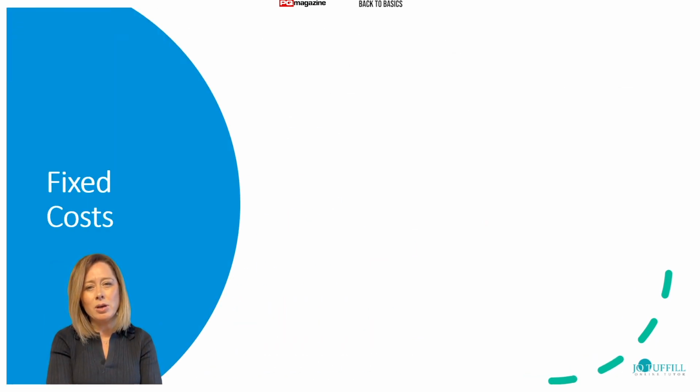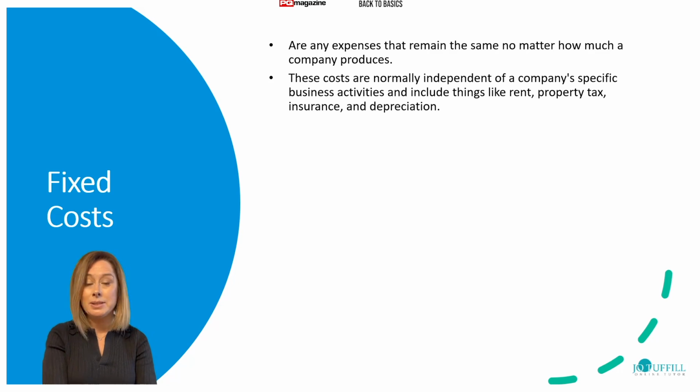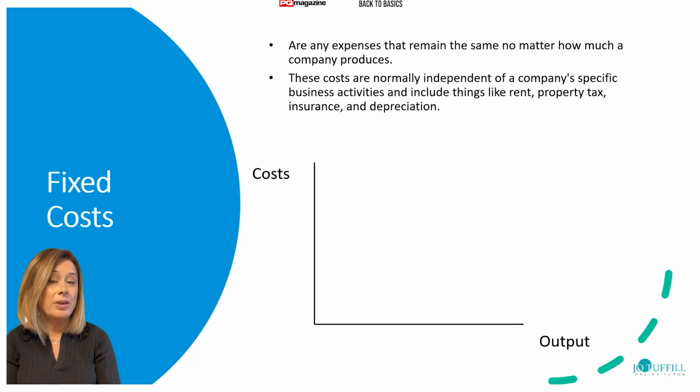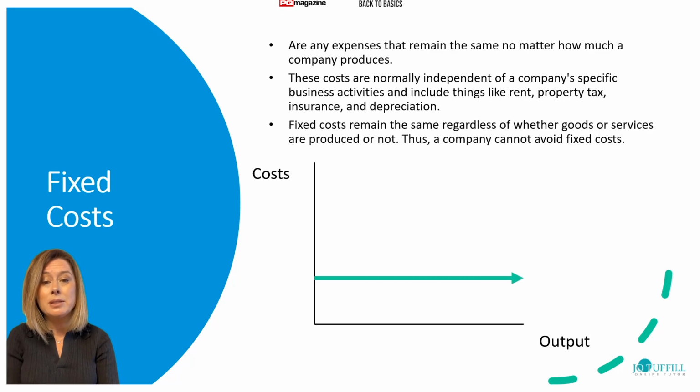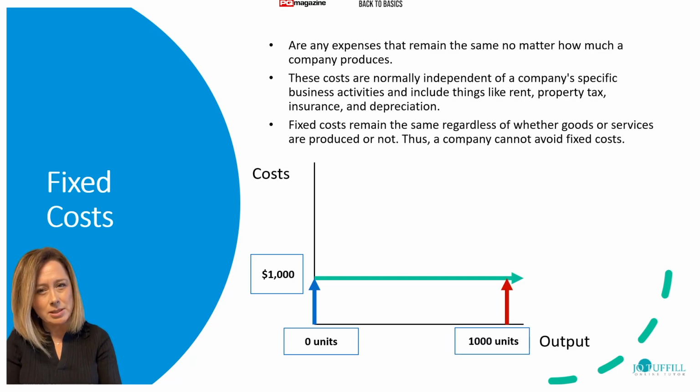Now, fixed costs are expenses that remain the same no matter how much the company produces. It's actually independent of business activity. And it's things like rent, property tax, insurance and depreciation. Again, if we were to graph it, the fixed costs will remain the same regardless. You cannot avoid them. So in our example, let's say the fixed costs are $1,000. At 0 units, it's still $1,000. And if we were to produce 1,000 units, it would still be $1,000.